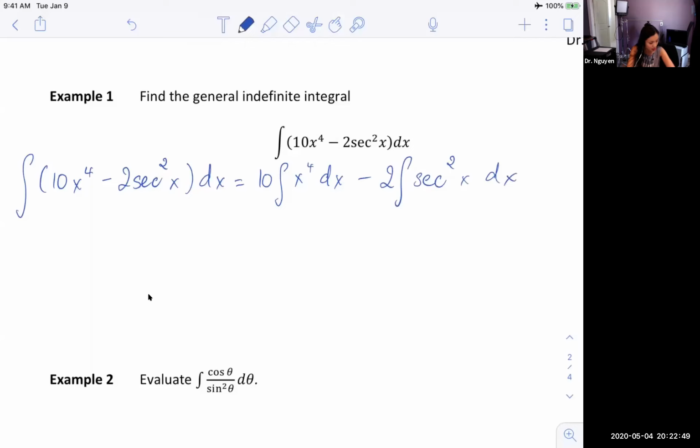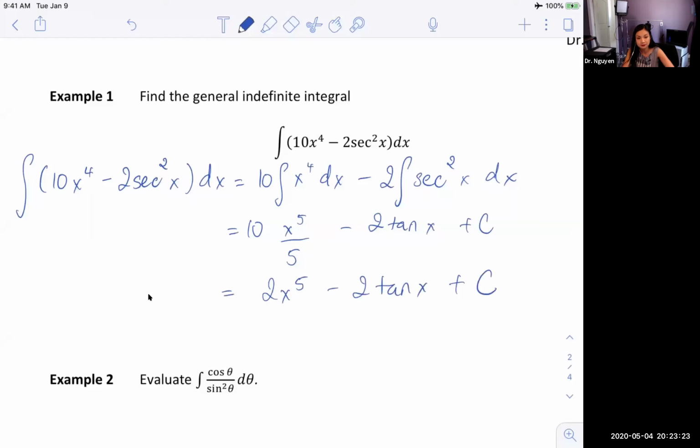Now we can integrate. For this one, I have x to the 5th power divided by 5, minus, hopefully you recognize that secant square. If you take the derivative of tangent, you get secant square. So the antiderivative gives 2 tangent of x plus c. And then you just simplify it: 2x to the 5th power minus 2 tangent x plus c.